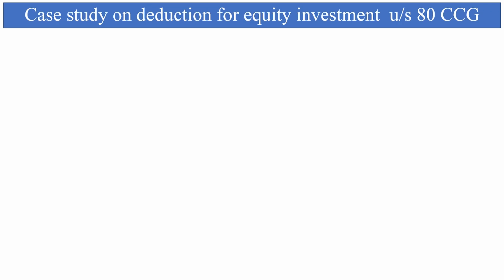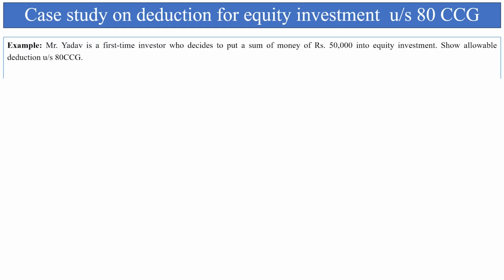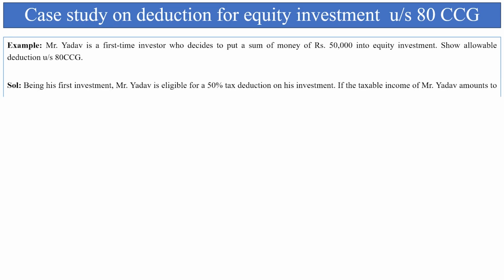Case study on deduction for equity investment under section 80CCG. This is deduction under section 80CCG, where the investor is a first time investor and his taxable income does not exceed rupees 12 lakh. Here we see Mr. Jadhav is a first time investor who decides to put a sum of 50,000 into his equity investment, so deduction allowable. Being a first time investor, Mr. Jadhav is eligible to a deduction of 50% on his total investment.